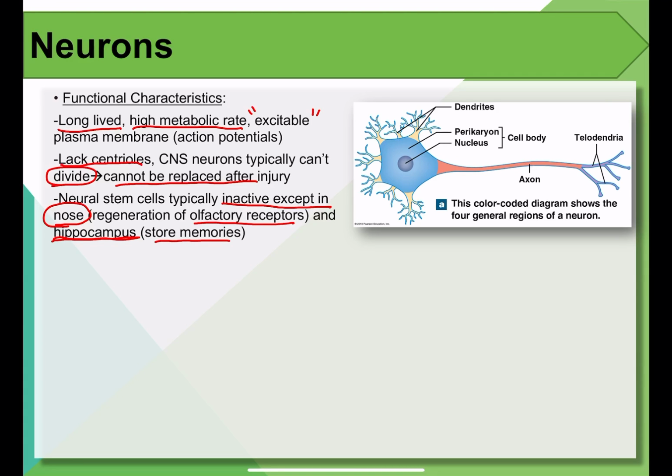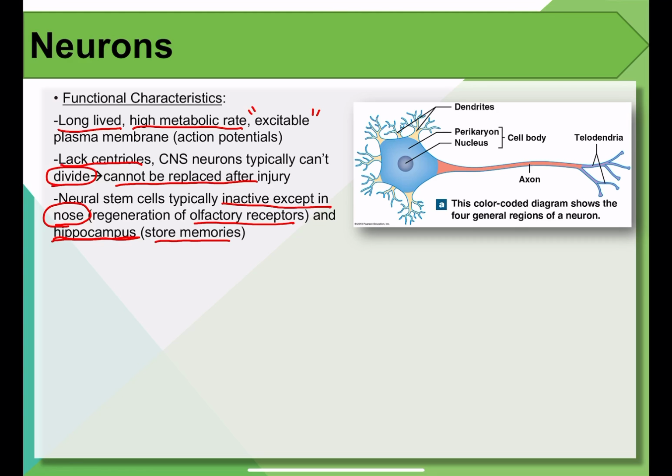I'll touch a little bit on memory in chapter 15, but not too much of it, because it gets complicated. But because its job is to store memories, that's why sometimes when we make new memories, we have to make new cells, maybe. Okay, so those would be areas where we see neural stem cells being there and active.